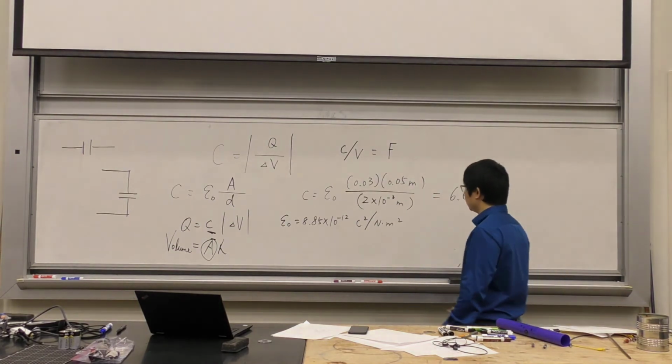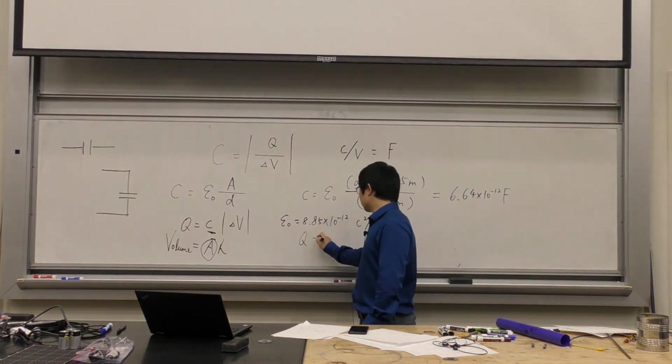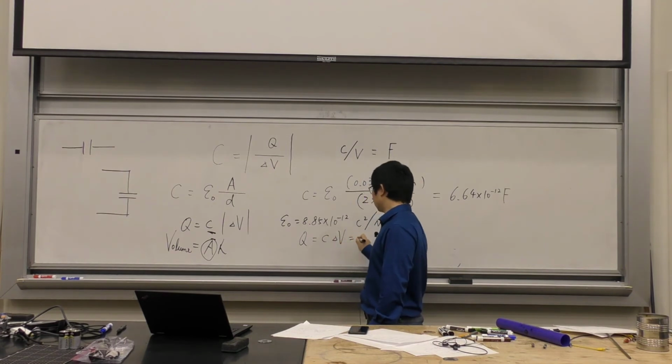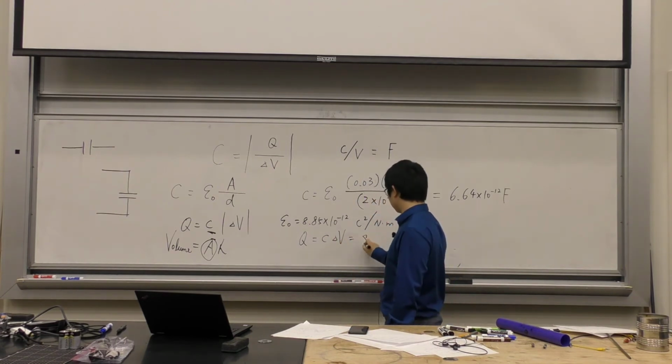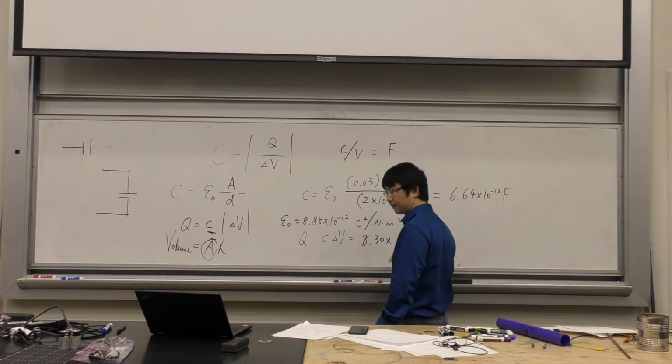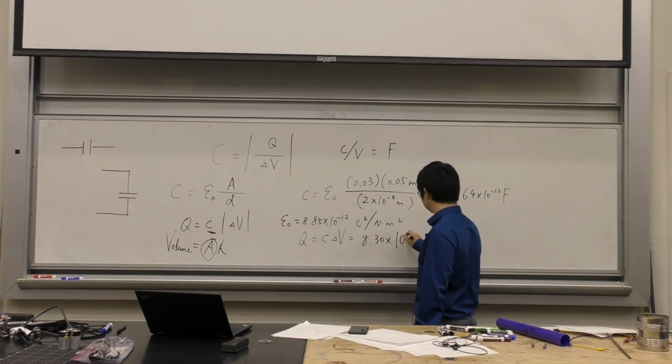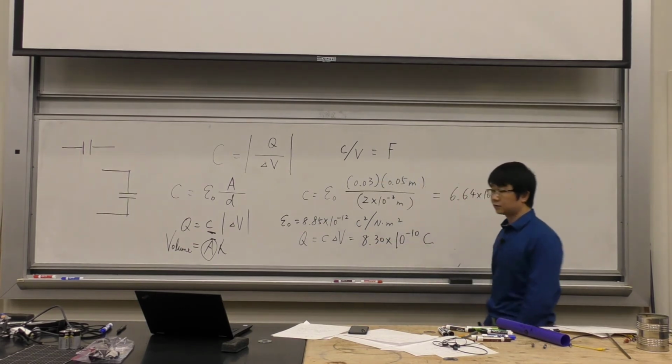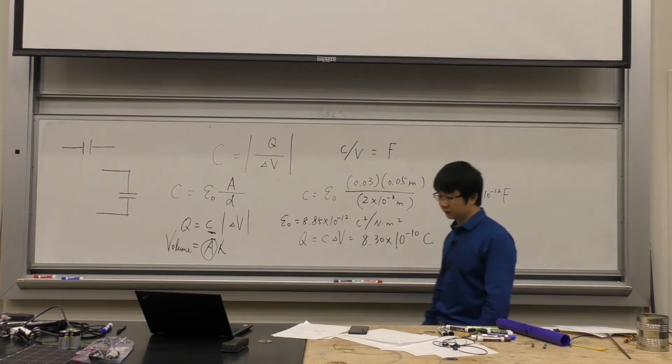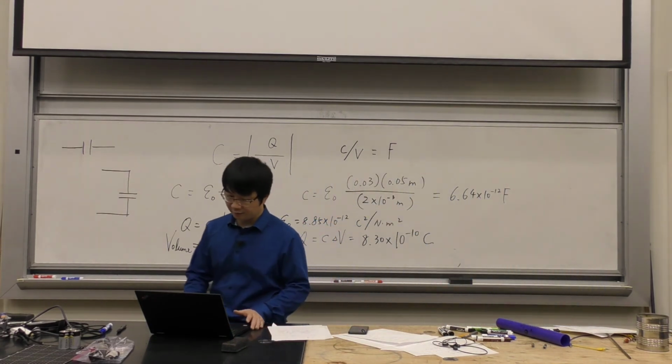Okay. Now you multiply them together, and you will get the charge. So that's the right answer: 8.30 times 10 to the negative 10. All right.